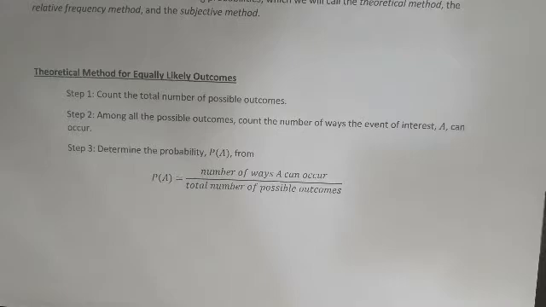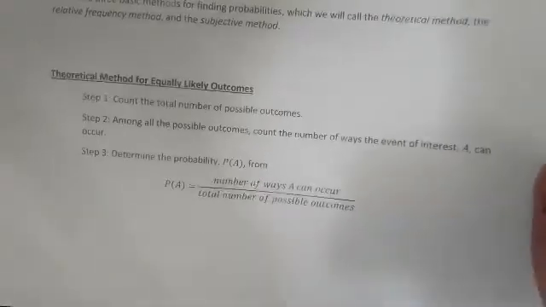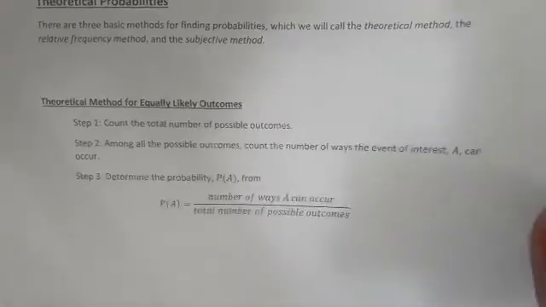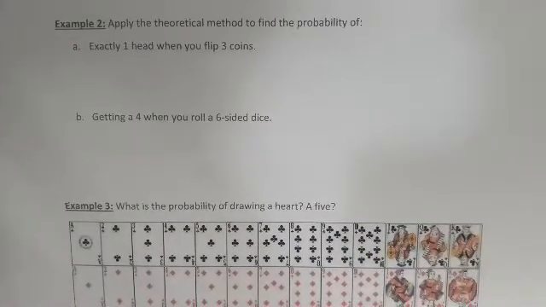And so this is what they're giving you in the book. This is the way you find the probability of an event. So a little bit of an example to add context to it. Apply the theoretical method to find the probability of exactly one head when you flip 3 coins.